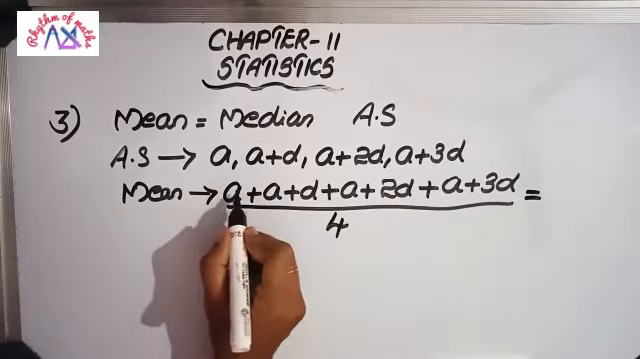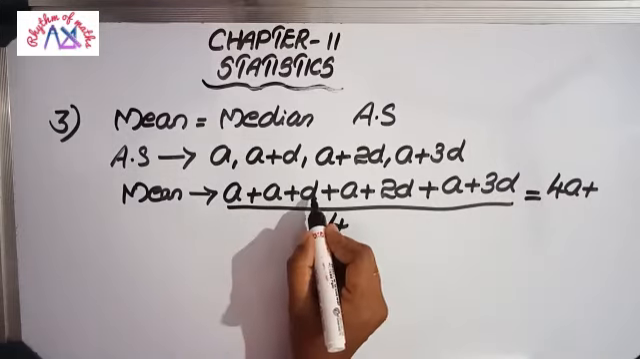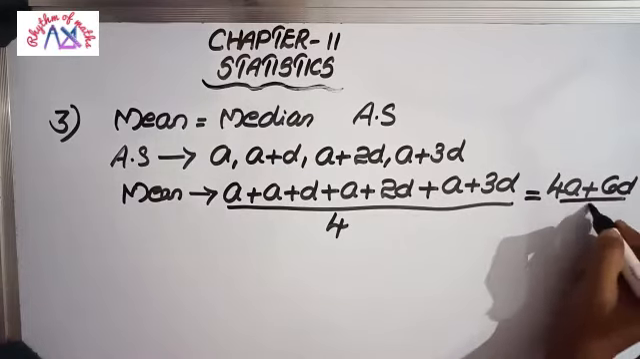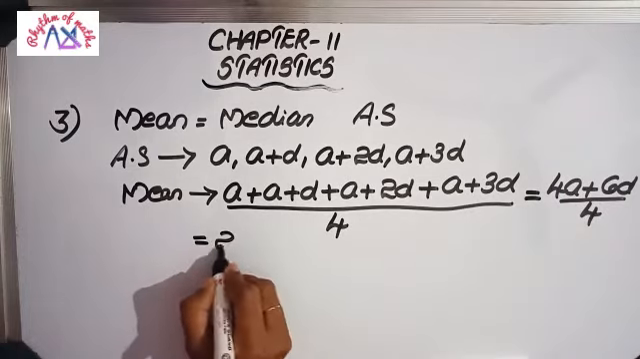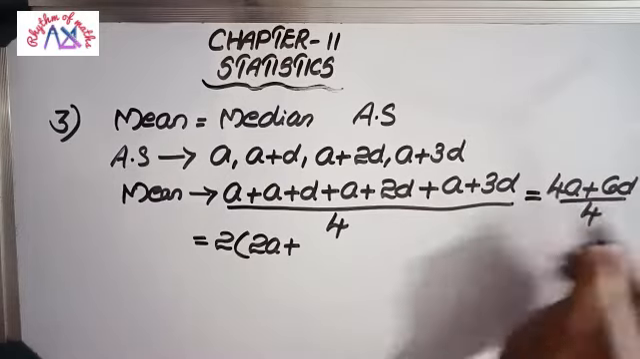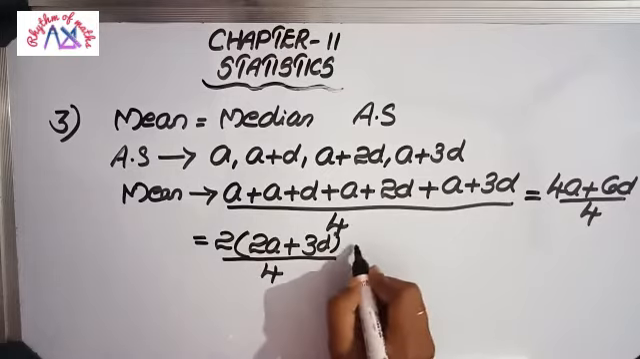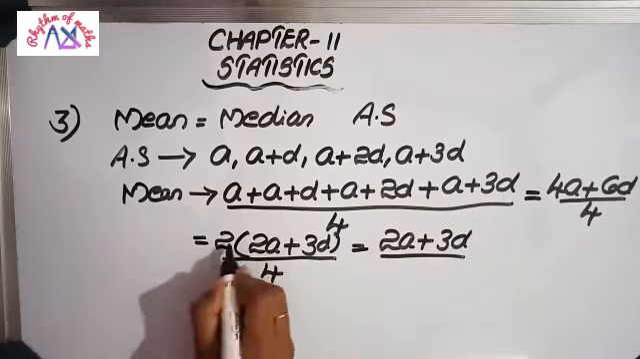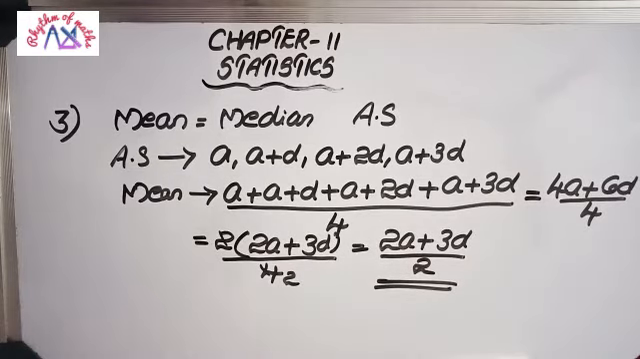So here the final answer is 4A plus how many D's here? D plus 2D plus 3D, total 6D, divided by 4. Now in the numerator, 2 is common, we can take it outside. So remaining is 2A plus, in 6 how many 2's? 3 2's are there. So 3D, whole divided by 4. That means 2A plus 3D divided by this 2 and 4, we can cut and the answer here is 2. So we got the mean as 2A plus 3D by 2.